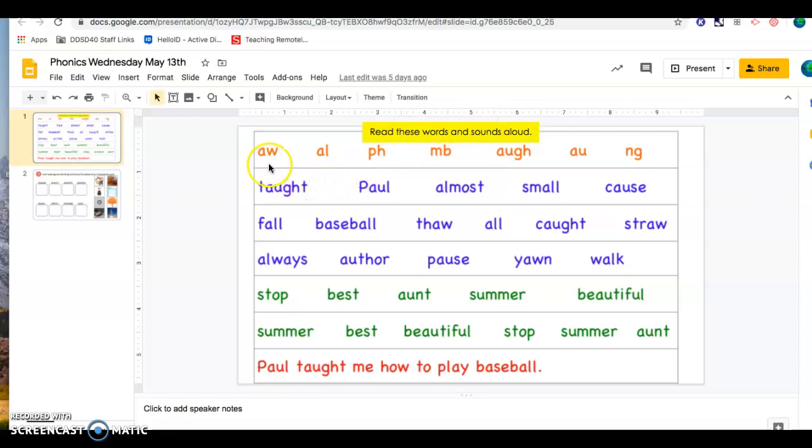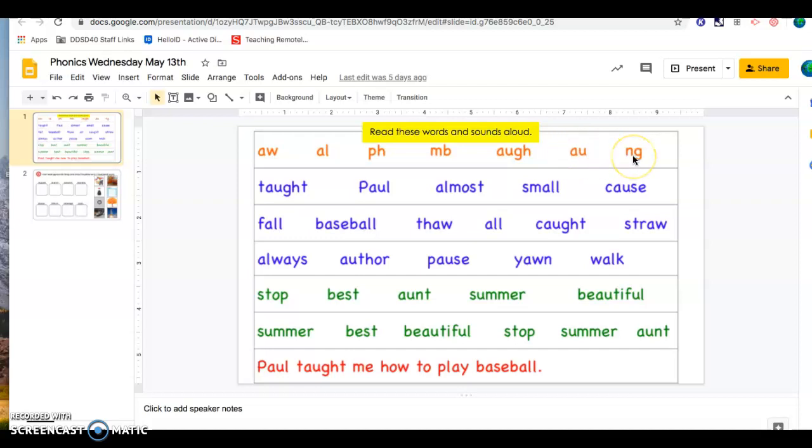For phonics today, we are reviewing the sounds that we're learning this week, as well as the sounds we learned last week here in the orange. So my turn, your turn. Remember the L is silent, the B is silent, the GH is silent.